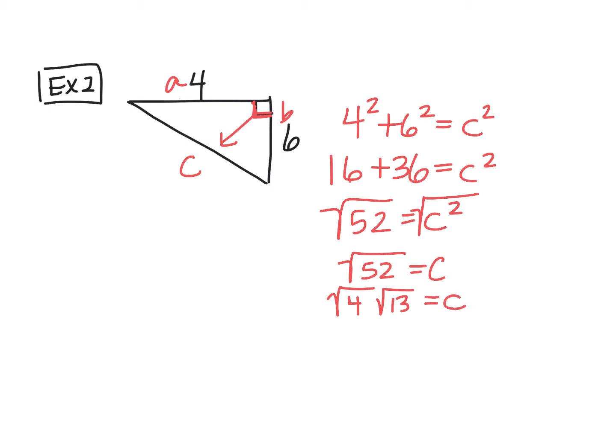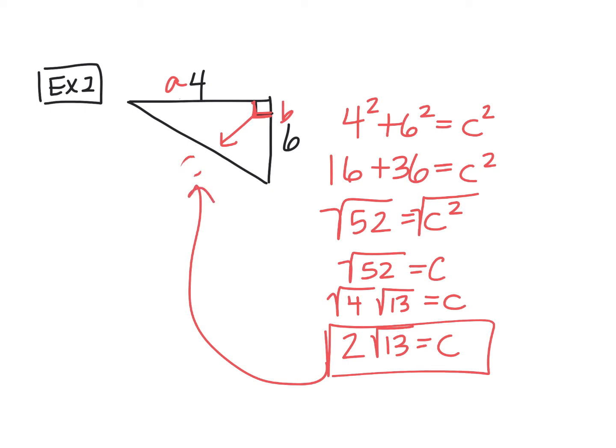And hopefully you can process ahead of how I'm talking. The square root of 4 there is going to be 2. So you should have 2 square root 13 is c, which means this side right here has a length of 2 square root 13. Okay, let's look at one more.